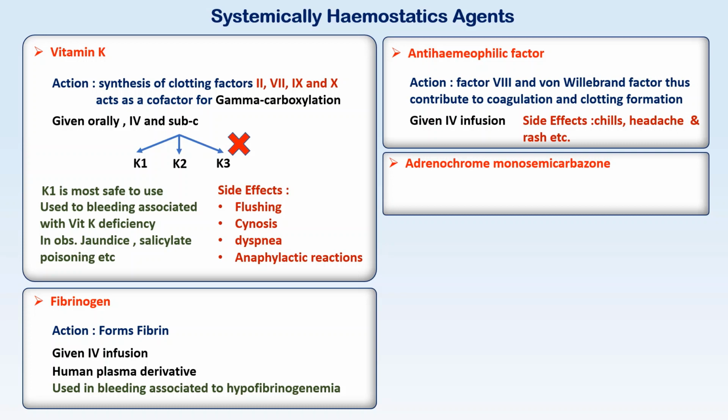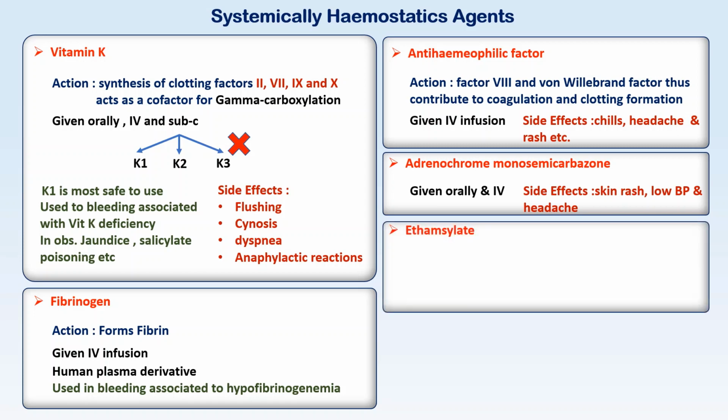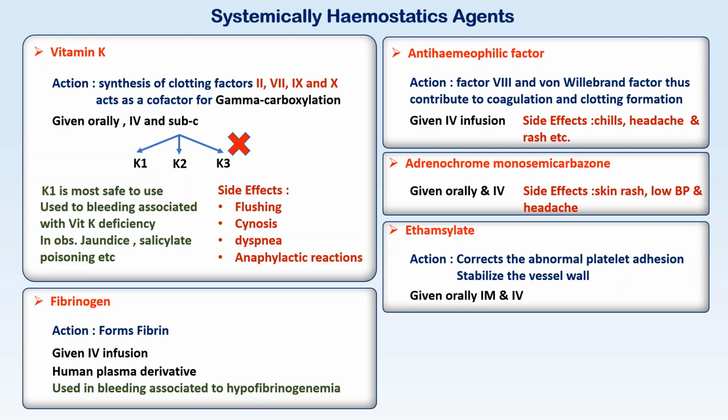And again about the adrenochrome monosemicarbazone. It is the oxidation product of adrenaline, which is administered orally as well as IV, and it is mainly used to control capillary oozing. Next, about the ethamsylate. So this is a hemostatic agent which corrects the abnormal platelet adhesion and is also used to maintain the stability of the capillary walls. It is mainly administered as oral, IM, and IV administration.